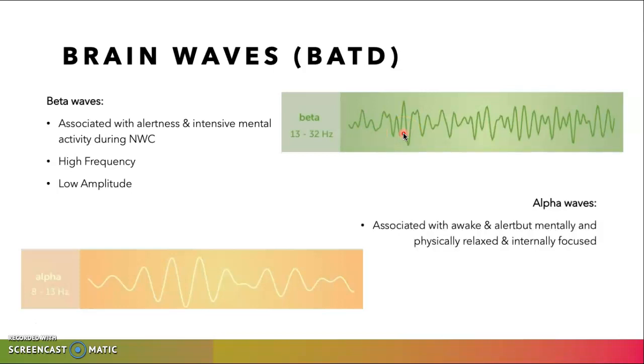Alpha waves, these are the waves you get when you're awake and alert, but possibly not particularly mentally or physically active. So you're relaxed, maybe internally focused. And this is high frequency. So again, there is quite a lot of waves in a short amount of space. But as you can see, compared to beta, it is slower, but we still consider this to be high frequency. It is also low amplitude, so it's not going up very high. However, it is bigger, as you can see, than beta.